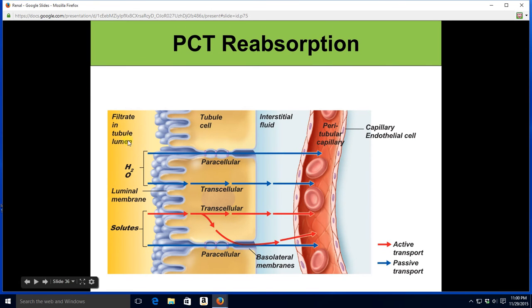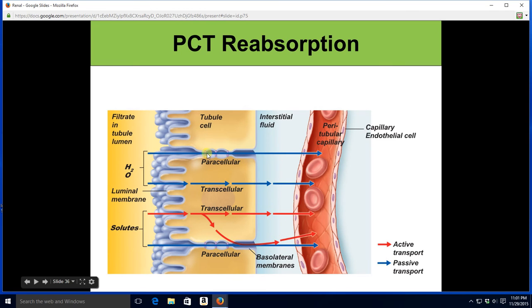All right, check it out. Here's my process of reabsorption. Got my filtrate in the lumen of my PCT. Here are the cells lining the PCT. Check out these microvilli right here to enhance surface area. All right, so water and solutes, they can either go through the cell, transcellular route, into the interstitial fluid, into the blood, or they can sneak between the cells, it's paracellular route, again into interstitial fluid, into the blood.